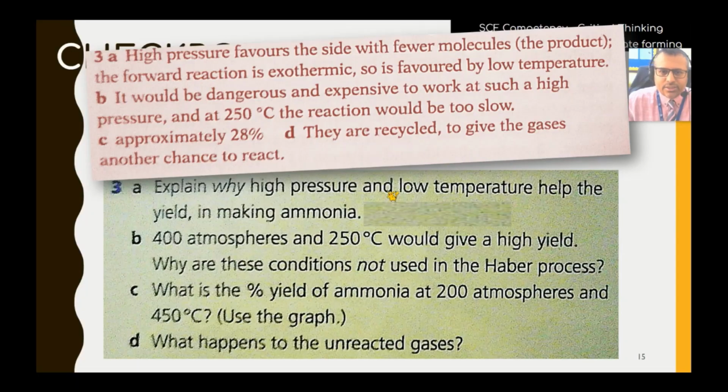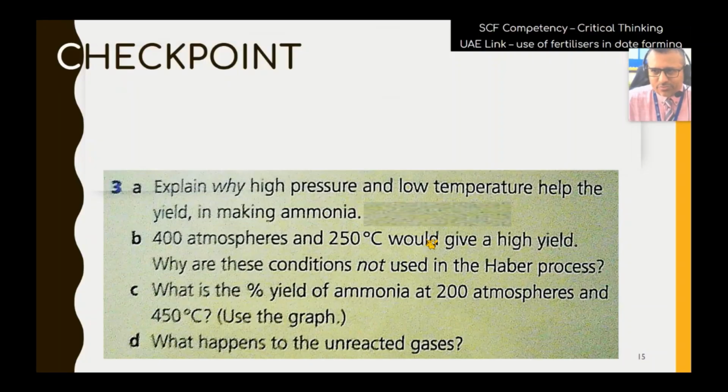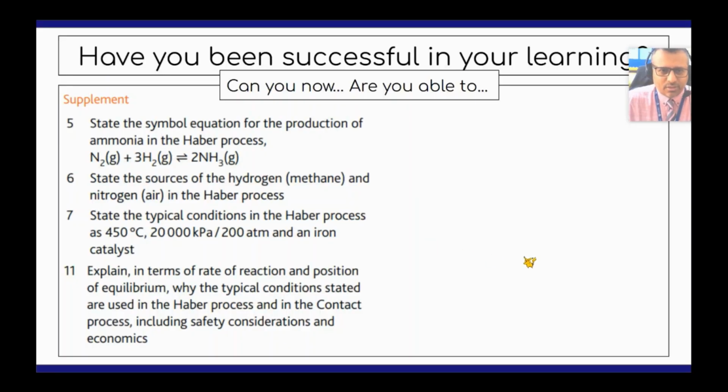Right, and the final answer was that they are recycled to give the gases another chance to react. So hopefully you've been through everything that you need to know about being able to explain in terms of the rate of reaction and position of equilibrium when the typical conditions stated are used in the Haber process, including safety considerations and economics. Please make sure that you use a suitable way of memorizing the facts that you need to state. I would recommend flashcards.